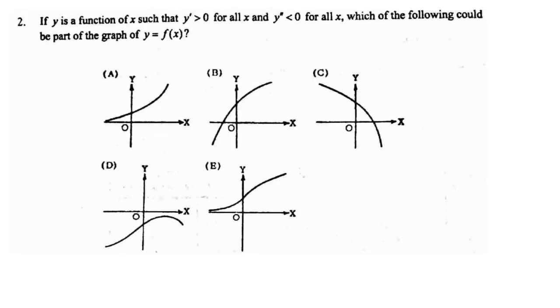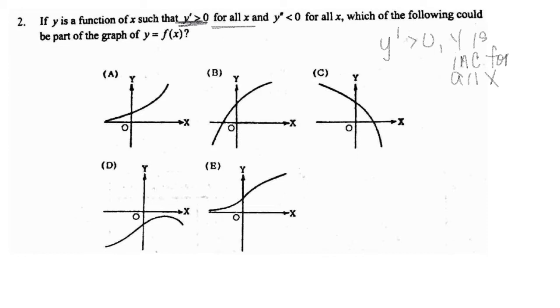Okay, for number 2, let's see. If y is a function of x such that y prime is greater than 0, I'm going to stop there. That tells us a tremendous amount. If y prime is greater than 0, what in the world does that mean? Well, if y prime is greater than 0 for all x's, that just means that y is increasing for all x. That's important for us. Automatically we could stop here and say y has to be increasing for every value of x.